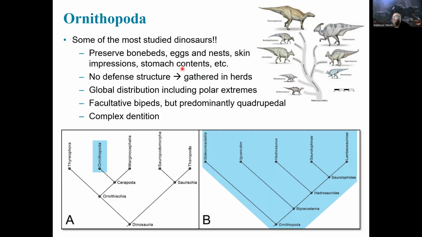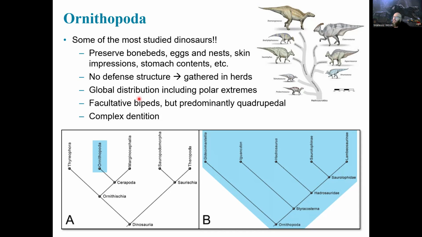One thing these guys don't get a claim for is cool structures, because they really don't have any. They don't have any defense structures, but as a result, one of the things they would do is gather in herds, like we see cattle or zebras gathering. That was one of their major primary mechanisms for defense: to be in larger groups to defend as a collective rather than as a single individual. They did have global distributions, including latitudinal extremes, all the way up to the North Slope of Alaska and down to Antarctica. So they were pretty much everywhere on this planet.